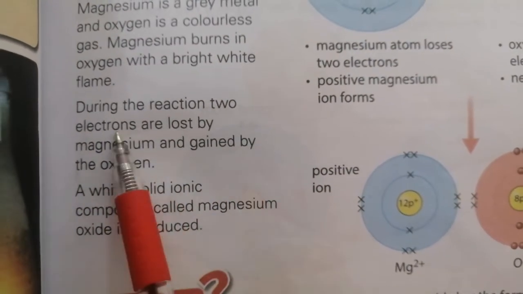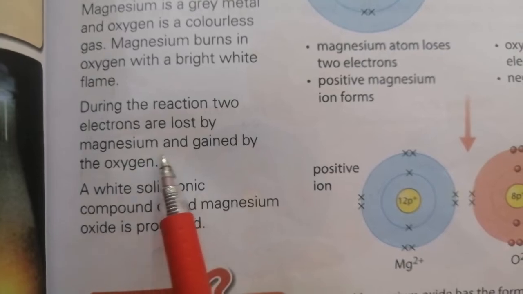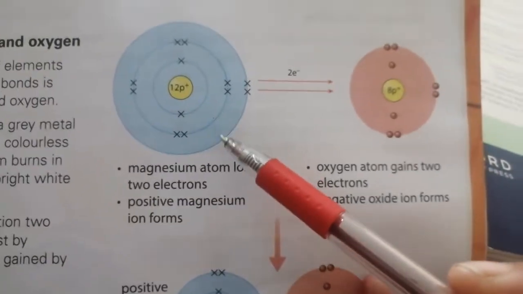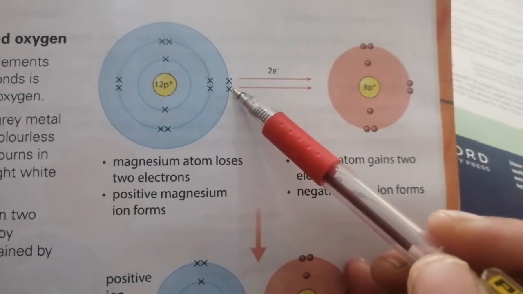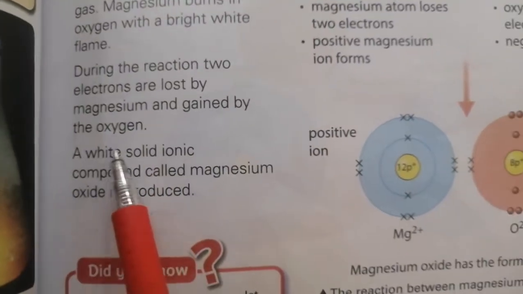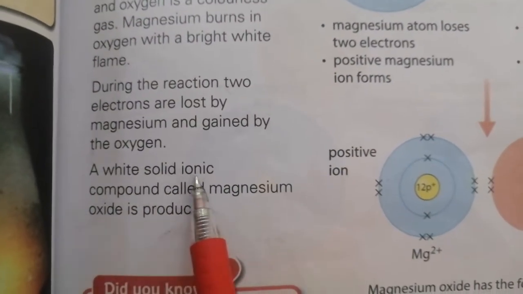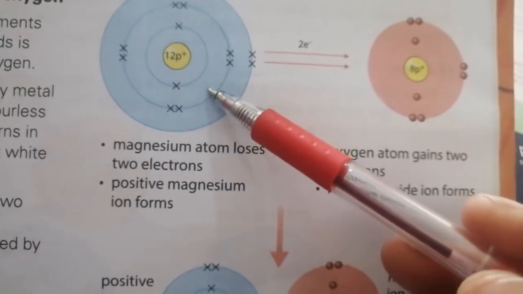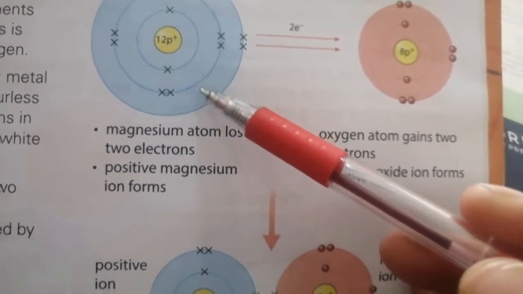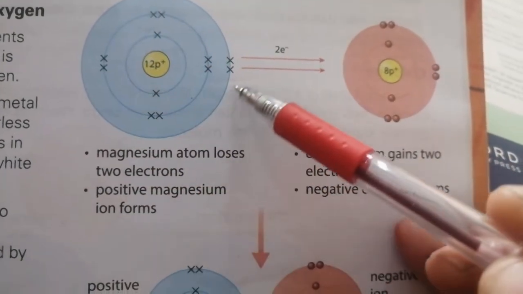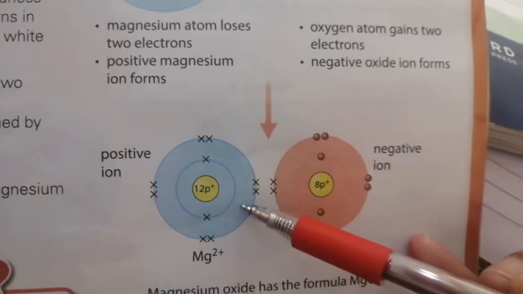During the reaction, 2 electrons are lost by magnesium and gained by oxygen. As you can see, magnesium loses its 2 electrons that are gained by the oxygen atom. A white solid ionic compound called magnesium oxide is produced in the end. After losing electrons, the magnesium atom becomes a positive ion, and its last shell in which the 2 electrons were present now does not exist here.